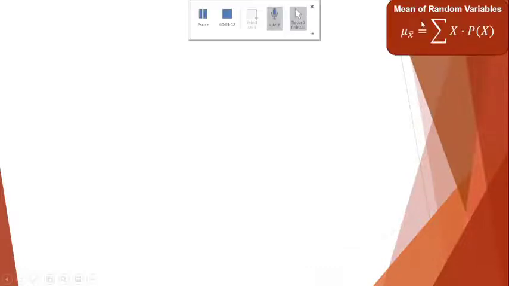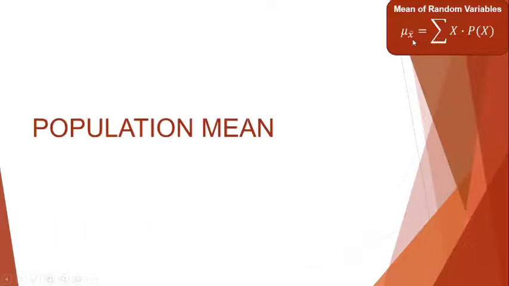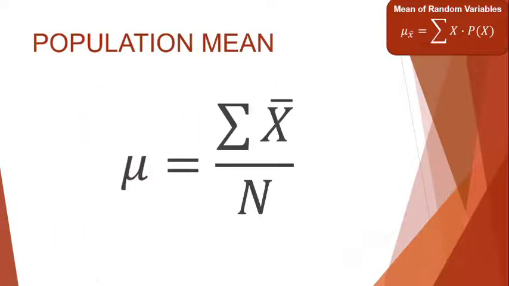So, it's long, so let us put it this way: the mean sub sample mean. In population, the mean is equal to the summation of the sample mean all over the number of population.